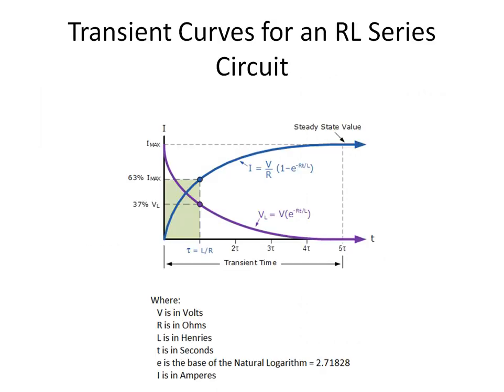Here we have the equations to solve for the transient curve values, such as if you wanted to know what the current was at any point on the curve, or what the voltage across the inductor was. The equations are set here, and in these, t is in seconds after it started to charge.